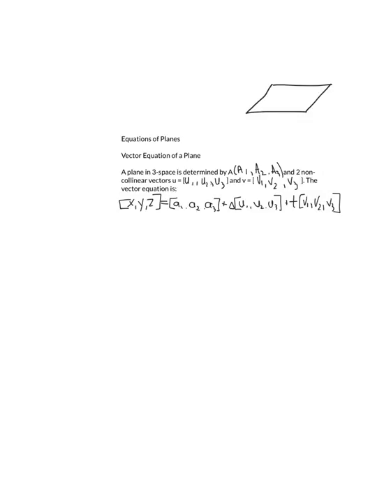So our first definition is the vector equation of a plane. The vector equation of a plane is a plane in 3 space determined by a point A, I just called it A1, A2, A3, and 2 non-collinear vectors. In this case, I just say U and V. The vector equation is x, y, z is equal to A1, A2, A3 plus S times U1, U2, U3 plus T times V1, V2, V3.